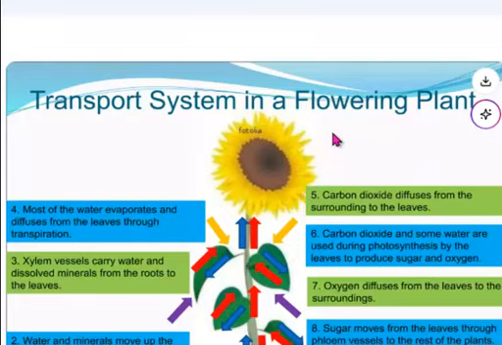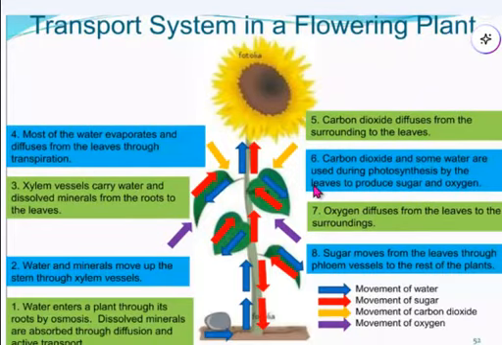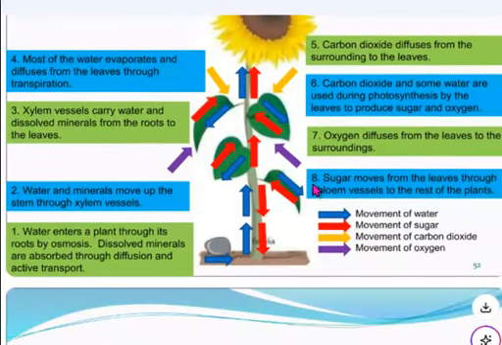Now, transport system in a flowering plant. Most of the water evaporates and diffuses from the leaf through transpiration. That is transpiration, the process whereby water evaporates and diffuses from the leaf. And then we have the carbon dioxide diffused from the surrounding to the what? To the leaf. That is what we are talking about.